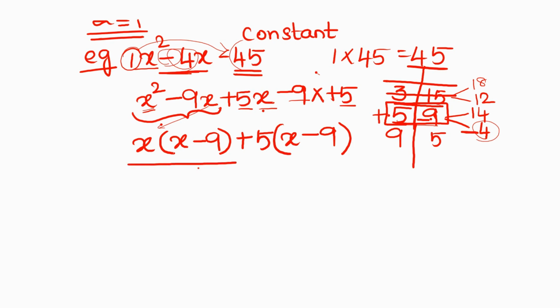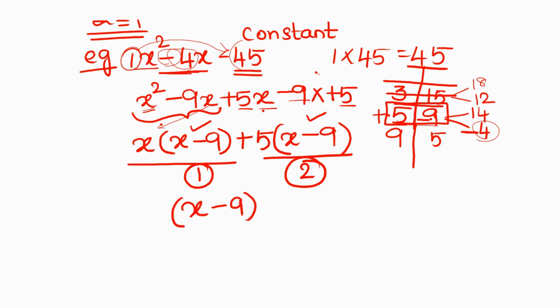So this is my first term and this is my second term. From this, x minus 9 is the common term in these two terms. So take it outside. So x minus 9 into, in the first term I have x remaining and in the second term I have 5. So x plus 5. So these are the two factors of the given expression.